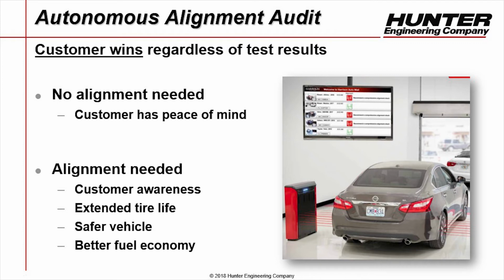With an autonomous alignment audit, the customer wins regardless of the test results. If there's no alignment needed, the customer has peace of mind. They know their vehicle is operating as intended from the manufacturer. If an alignment is needed, now the customer is aware. They can extend their tire life by performing an alignment, they can make their vehicle safer by performing an alignment, and they'll have better fuel economy by making sure their vehicle is in alignment according to OEM specifications.